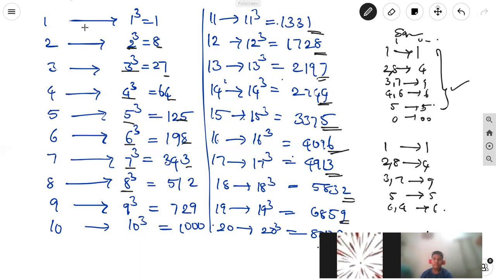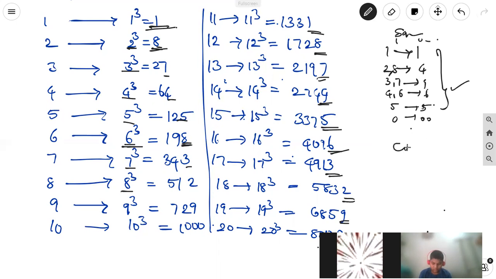In the same way, here we can observe the numbers 1 to 20. For 1 cube, the ones digit is only 1. For 2, 8 will come. For 6 also, 8 comes in the units place. For 2 and 6, in the cubes, the ones digit 8 will come.